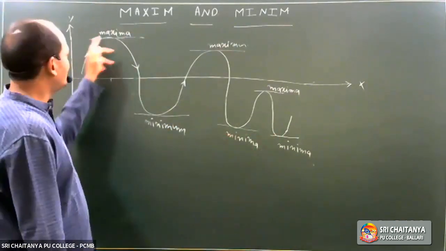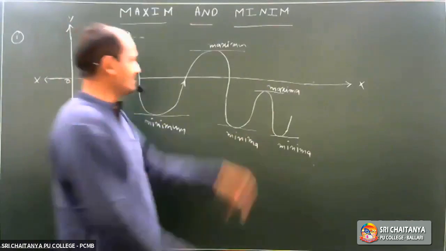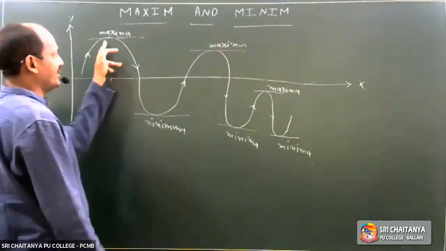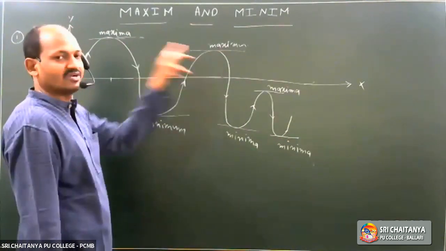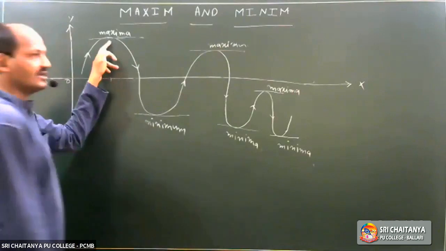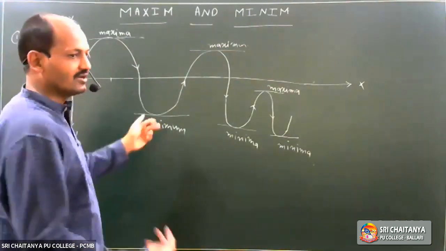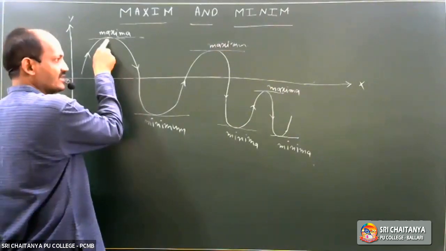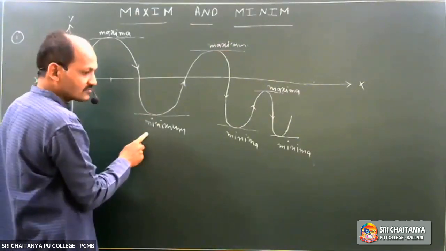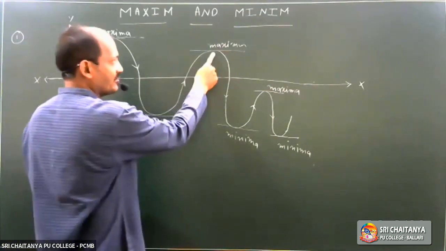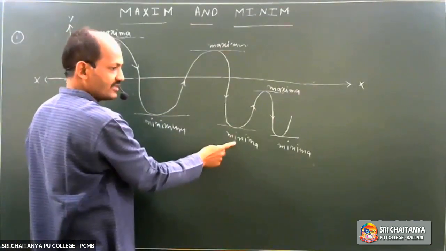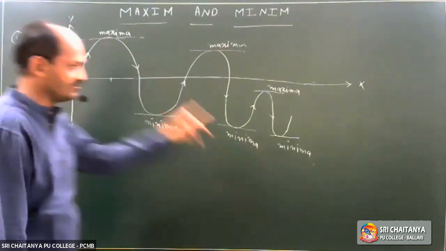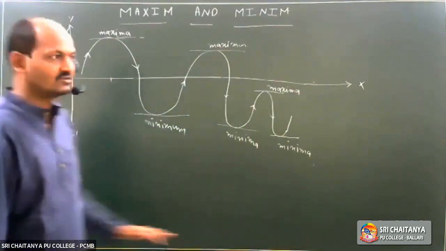The curve is increasing, decreasing. So it has turning points. At the turning points, called turning points or stationary points, there is either a maxima or a minimum. This turning point has maxima. At this turning point, it has minimum. Again, at this turning point maxima, at this turning point minimum. Again, maxima. This is the absolute maximum. This is the absolute minimum. Copy this one first.